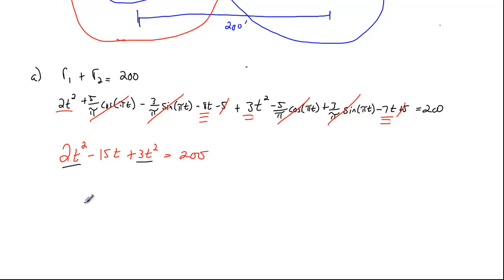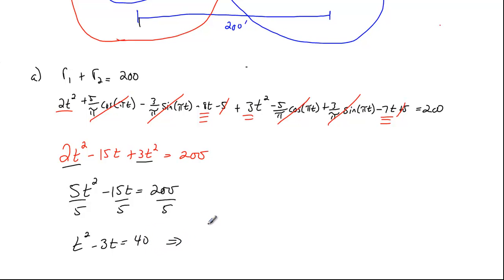2t squared plus 3t squared gives me 5t squared minus 15t equals 200. I'm going to divide out a value of 5 straight across the board. It makes it a little bit easier to work with. So this gives me t squared minus 15 divided by 5 gives you 3t, and 200 divided by 5 gives you 40.